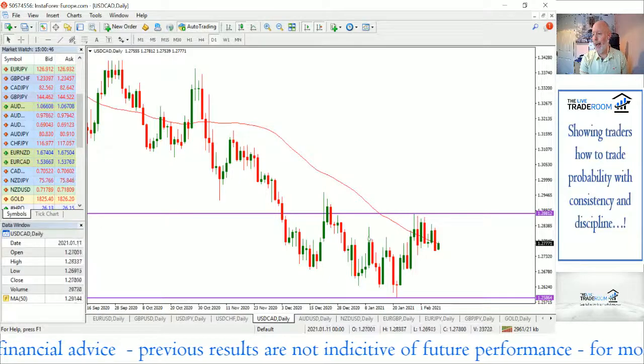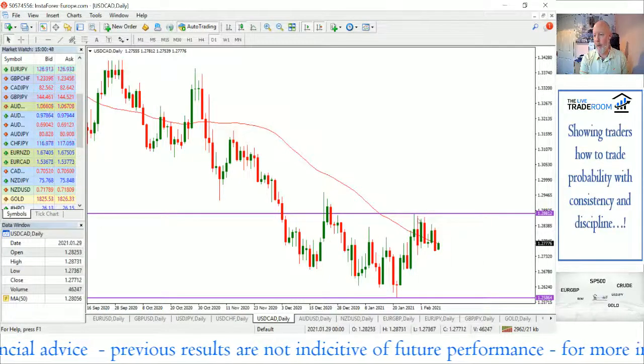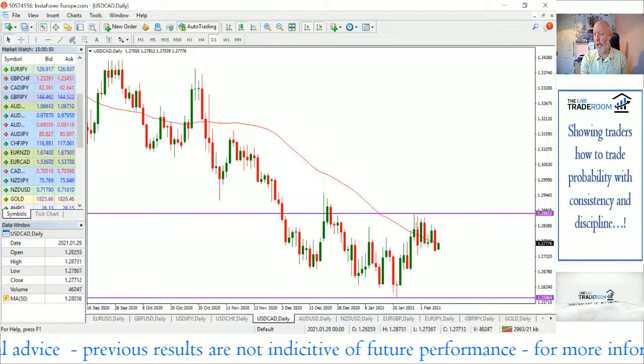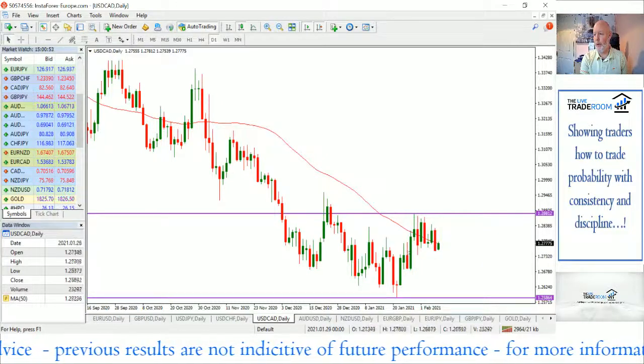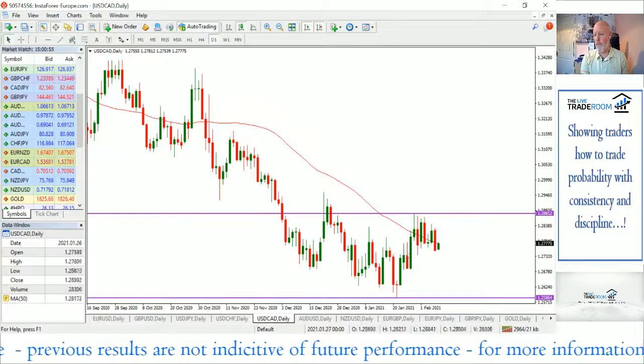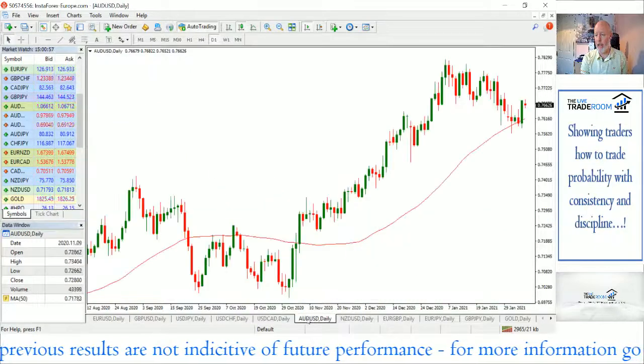So the dollar CAD, we're in this sort of sideways moving price action. This is the new high for us to get really excited. Down at these lows, it doesn't really give us any major opportunity at that level.